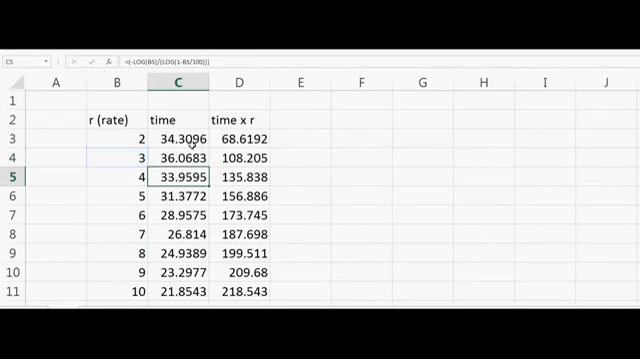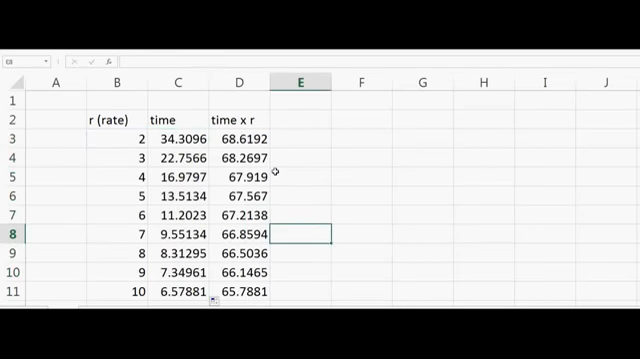Okay, I did something wrong. This should not be log of rate, it's log of 2. So we have to do this, and now you can see that time is always equal to or very close to, time into R is very close to 70. So that's why we always use the rule of 70. We can also call it the rule of 68 or rule of 69, but this is all about the approximation.